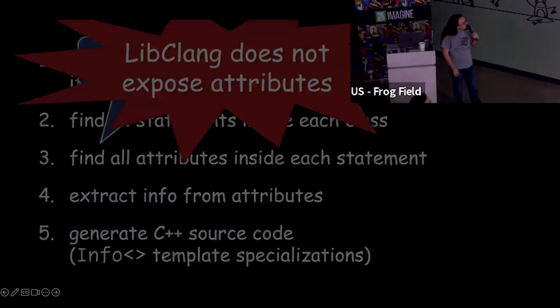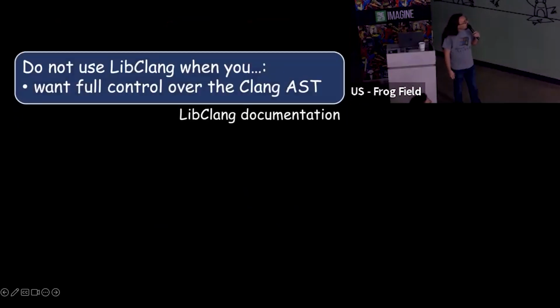So you head over to the documentation and you see, do not use libclang when you want full control over the Clang AST. Now, when I read this originally, I thought it meant things like you want to evaluate things constexpr, or you want to rename variables or other advanced things like that. But no, it means if you want to use the Clang AST, don't use this library.